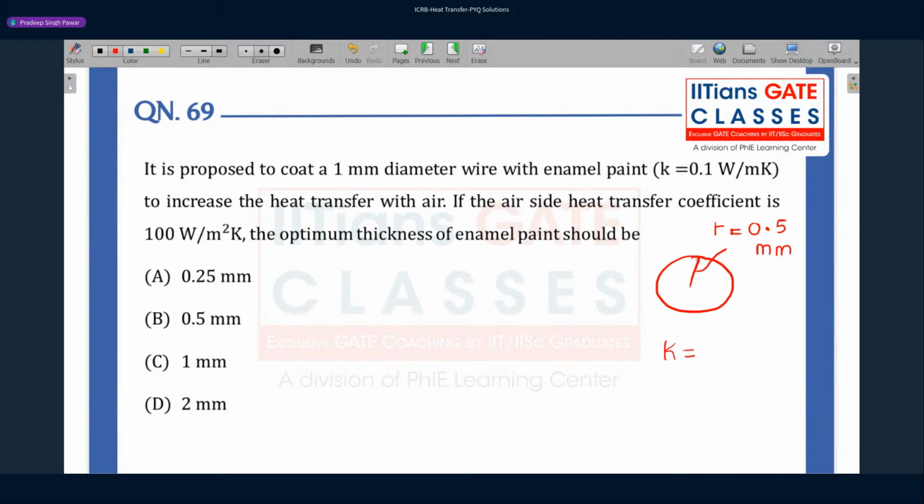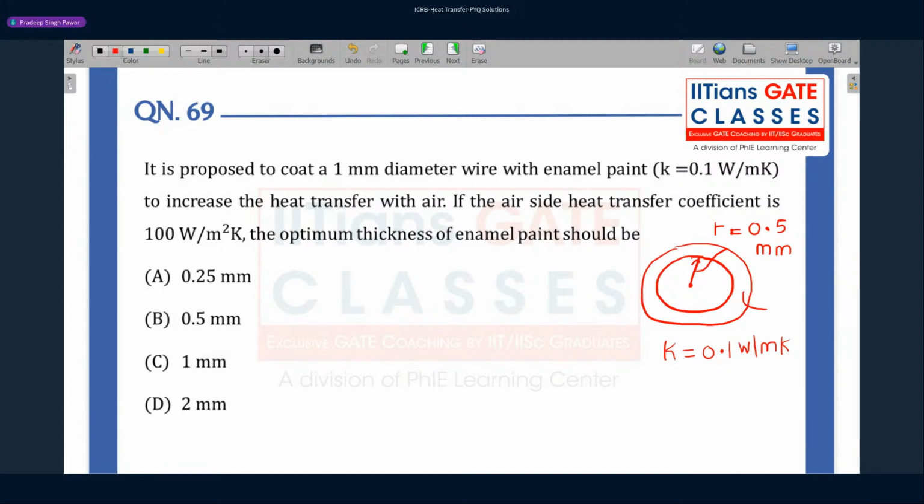So this is your wire. On top of the wire, you are putting a coat of paint, and this paint is an enamel paint for which the thermal conductivity is given as 0.1 watt per meter Kelvin. Very low thermal conductivity, like an insulator, but it increases the heat transfer rate. Why? Because the diameter of the wire is very, very small. It will be lesser than the critical radius of insulation.